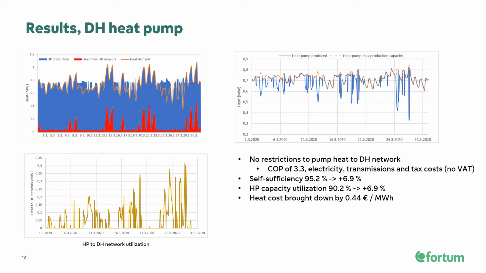By introducing the heat pump to make it possible to utilize the heat in the district heating network, in the Espoo district heating network, the self-sufficiency and the heat pump capacity were actually increased more than in the heat storage scenario. There was a cost in utilizing the heat pump. It had a coefficient of performance of 3.3, and the costs included electricity, transmission, and tax costs, of course, without value-added tax.